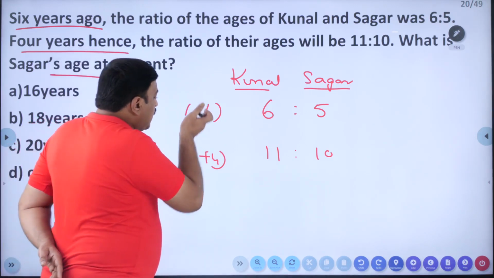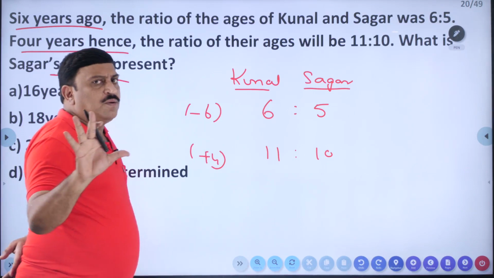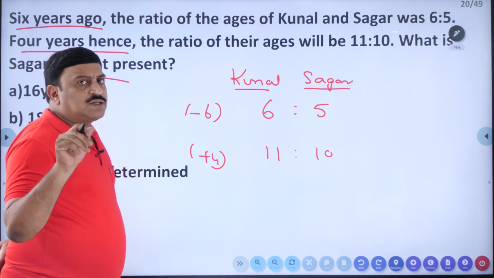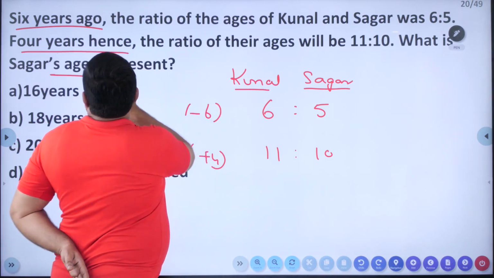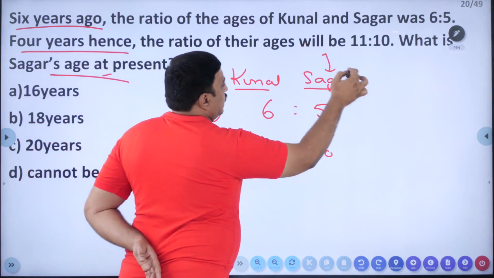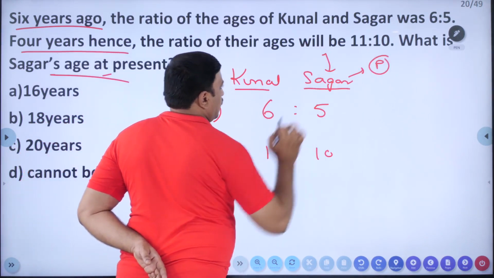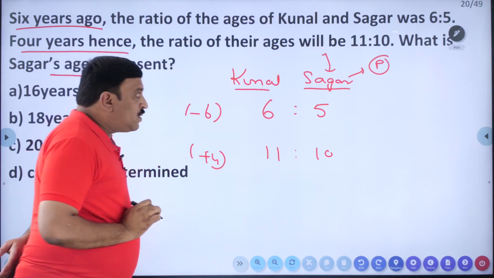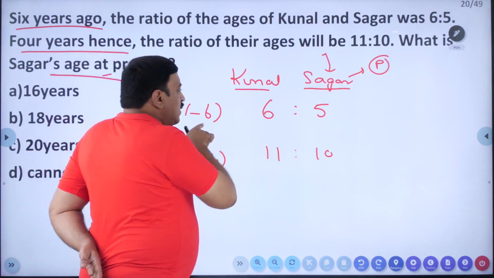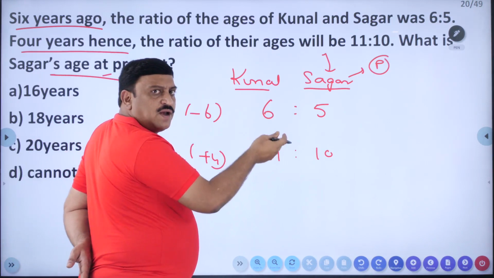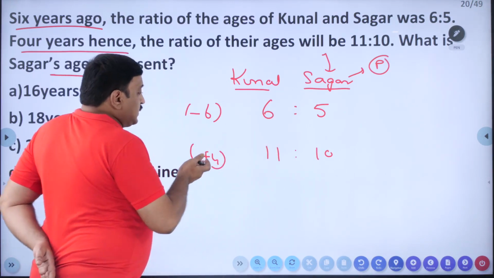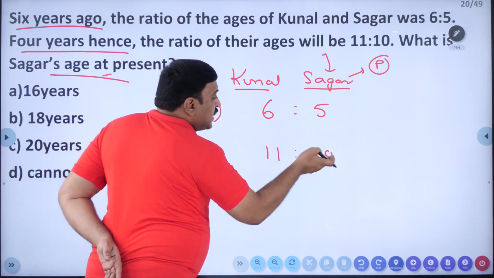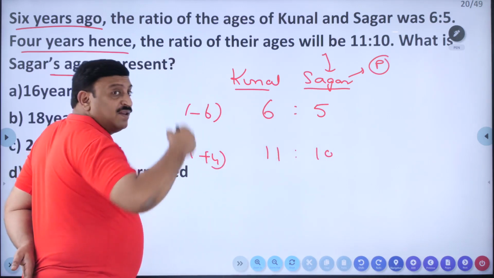We don't have any information regarding the present, so don't bother about that. First of all, we need Sagar's present age. Once we learn Sagar's age 6 years back, we'll definitely add 6 and say the answer. Or else there is another piece of information regarding Sagar, that is 10, that is nothing but 4 years after.